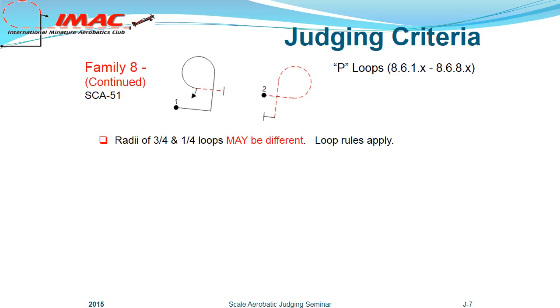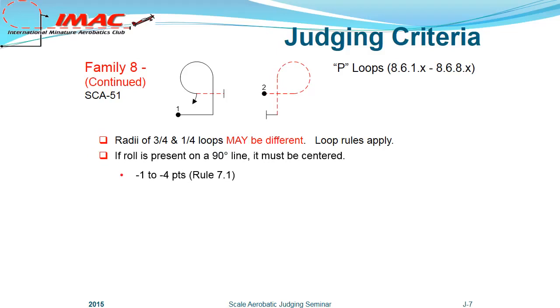Here are some examples of P-loops consisting of a 1/4 and 3/4 partial loop connected with a line. Note that the 3/4 loop ends before intersecting with the vertical line, as shown in Figure 1 by the half roll and in Figure 2 by the blue lines. The radii of the 1/4 and 3/4 partial loops do not have to match, but must be smooth and constant, observing all the standard looping rules.